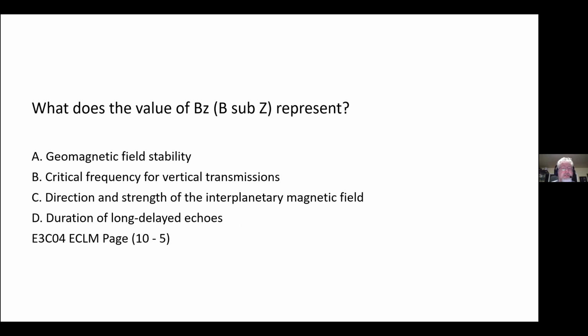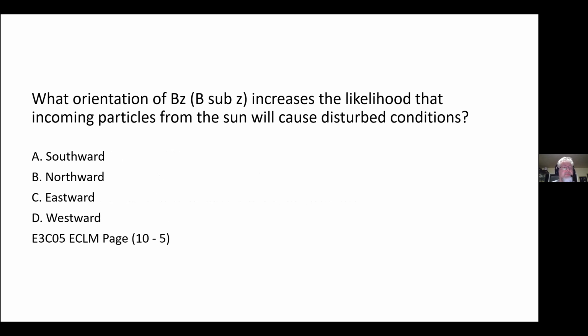What does the value of B sub Z represent? A, geomagnetic field stability. B, critical frequency for vertical transmissions. C, direction and strength of the interplanetary magnetic field. Or D, duration of long delayed echoes. Charlie. B sub Z is Charlie, direction and strength of the interplanetary magnetic field.